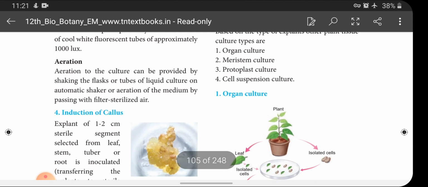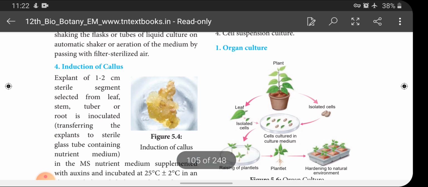Then aeration. Aeration to the culture can be provided by shaking the flask or tubes of liquid culture on an automatic shaker, or by aeration of the medium by passing filter sterilized air. So aeration should be given to the culture medium, and it can be given by two methods: shaking the flask or tube on an automatic shaker, or passing sterilized air into the culture medium.